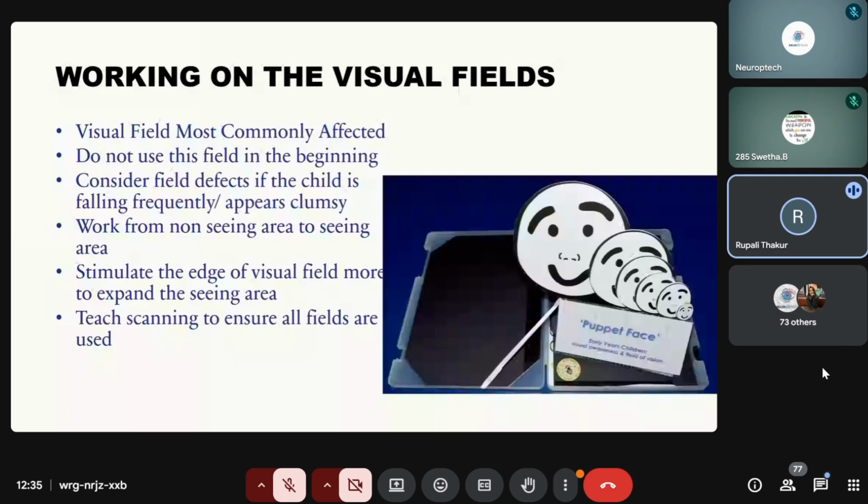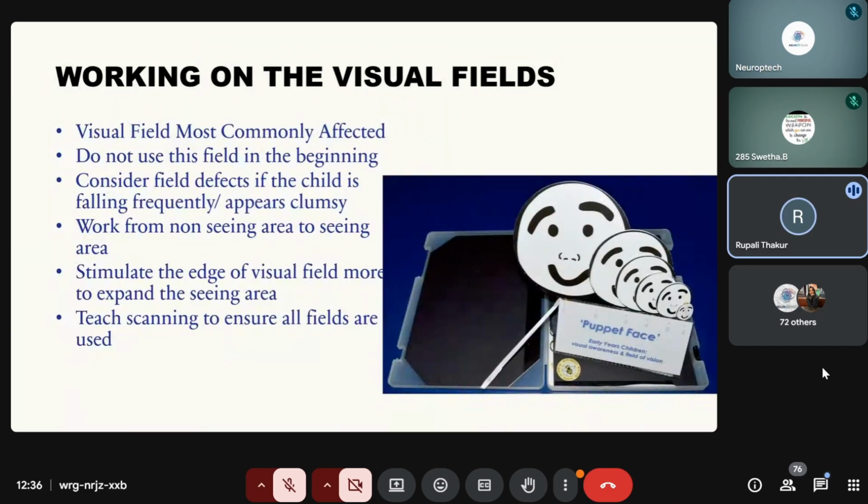So do not use this field in the beginning. If your child is not able to recognize that this is a puppet face, then you can understand this is to recognize the puppet face. But yes, as per the higher classification in my previous slide, if your child is able to recognize 20 by 400, 20 by 500 also, then you can start showing this puppet face. Work from non-seeing to seeing area, because in the seeing area the child is able to see. Even in fields, when we are doing confrontation, we go from the non-seeing to the seeing area also.